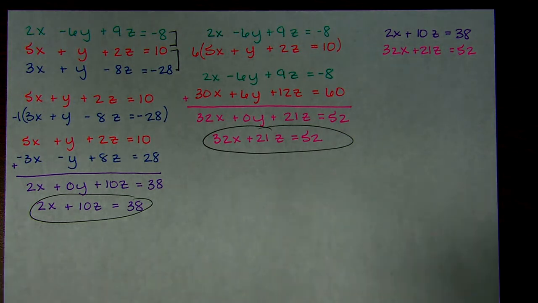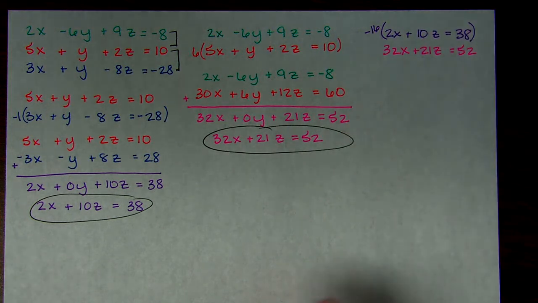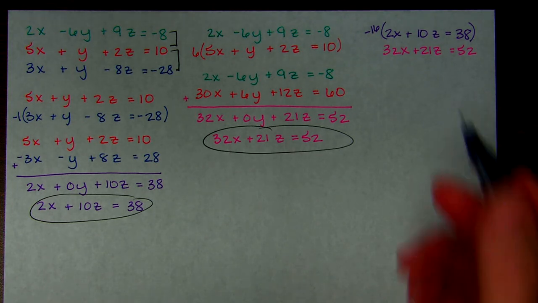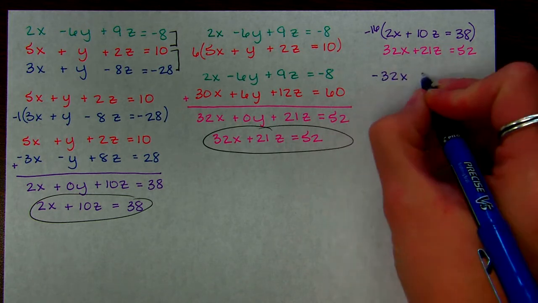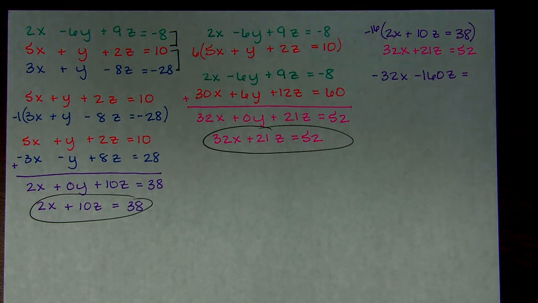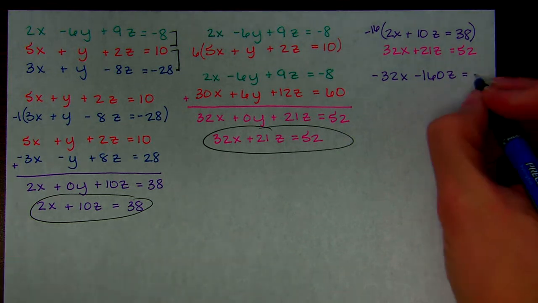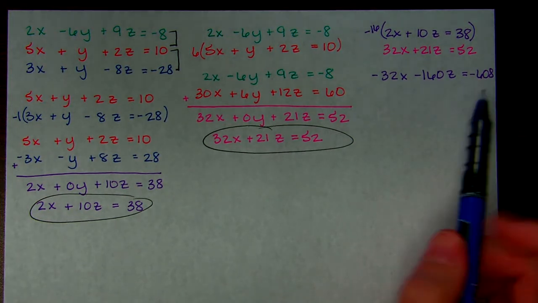And so what I'm going to do is multiply this top equation by negative 16. Don't be afraid of having to do that, guys. Numbers are numbers. I know sometimes it stresses you out when they get big, but don't worry too much about it, okay? So this is going to be negative 32x minus 160z is equal to, we're going to use the calculator for this just to make sure I don't mess up since we're recording, negative 608, okay?